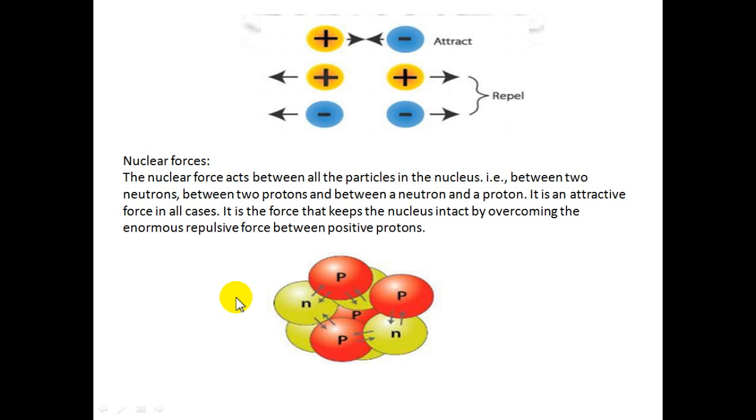Nuclear force. What is nuclear force? Nuclear force acts between all the particles in the nucleus: between two neutrons, between two protons, and between neutrons and protons. So it is an attractive force in all cases. It is the force that keeps the nucleus intact by overcoming the enormous repulsive force between the positive protons.